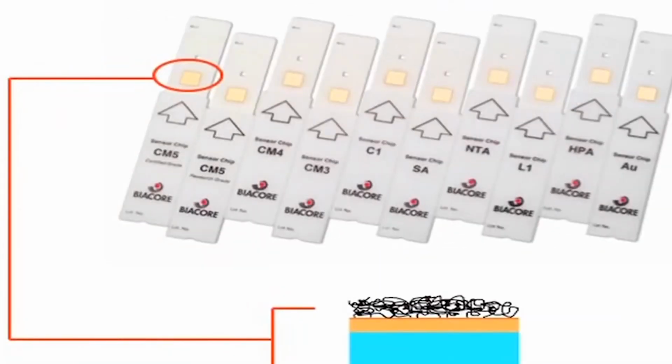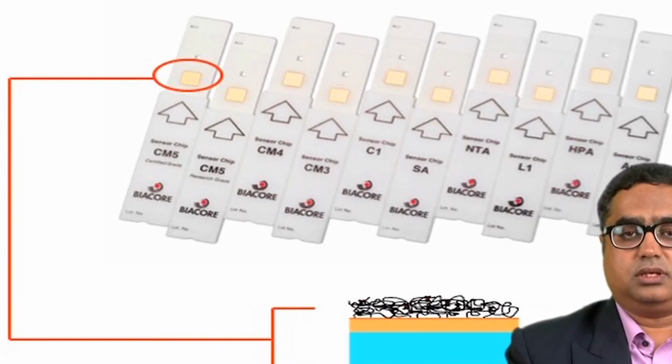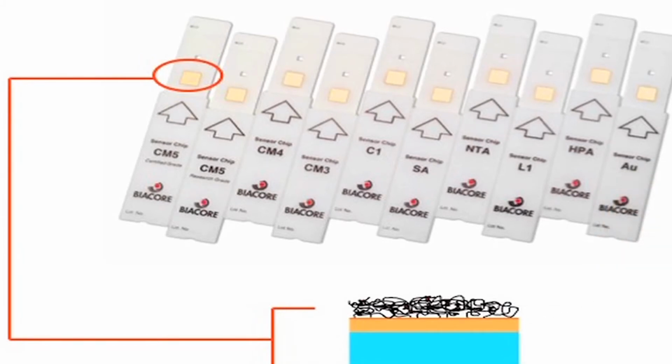and we go into each one of them in a little bit of detail to understand what they are, what is the major utility of them, and how we design an assay based on these chips. So, the various chips that are available for any SPR experiment, to start with, are named as CM5 chips, CM4 chips, CM3, C1, streptavidin or an SA chip, NTA chip, L1, HPA, and AU or a plain gold surface chip.